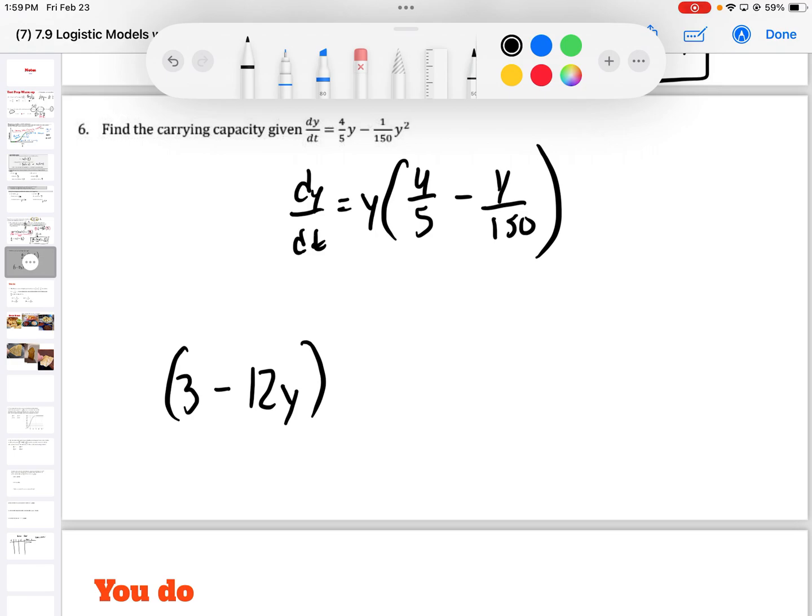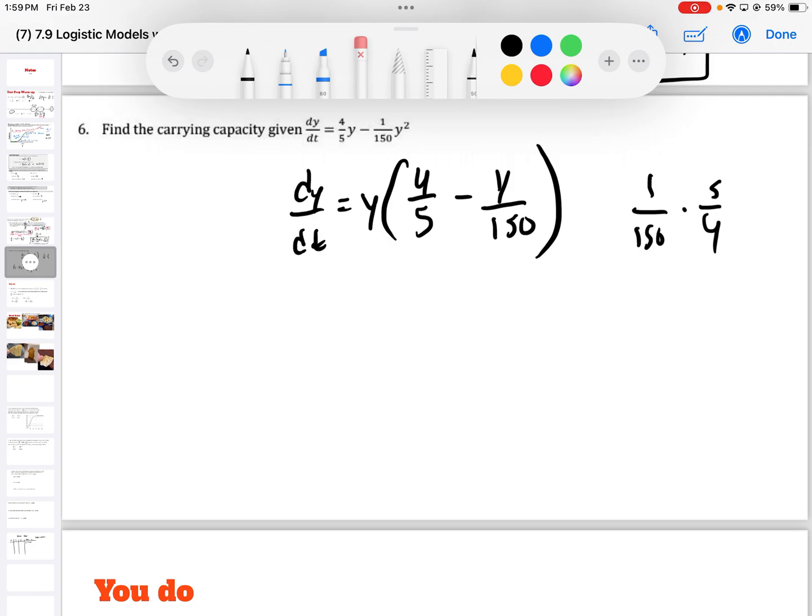Okay, if I was factoring out a 3, what would I do? I would divide by 3, which is easy, or multiply by a third. So I would do 12 times 1/3 to give me 4. So if I'm factoring out 4/5, multiply that 1 over 150 times 5 over 4, because we're factoring out a 4/5. This is 5 over 600, which is 1 over 120. Yeah, 120 is the answer.